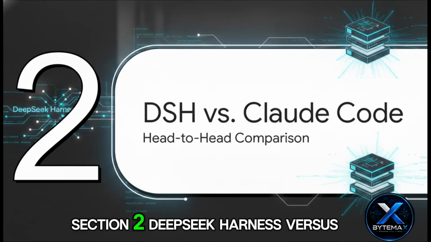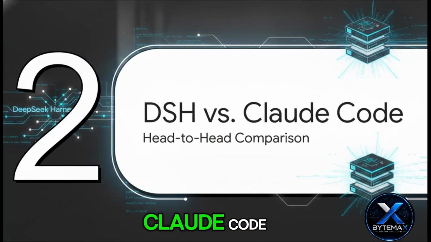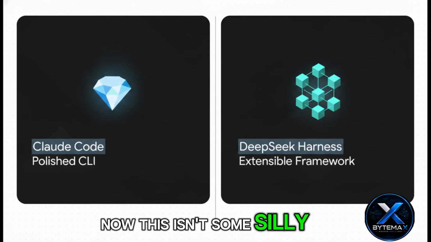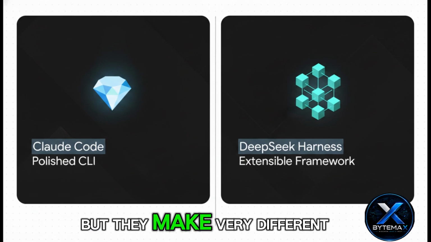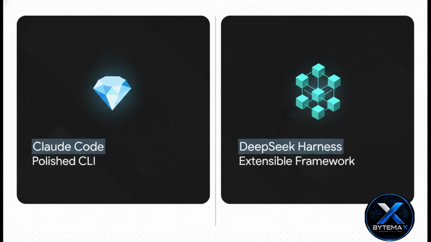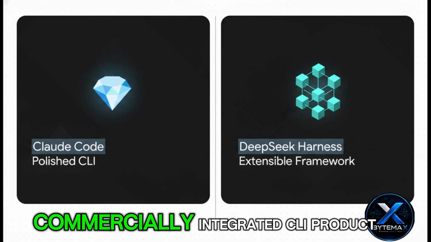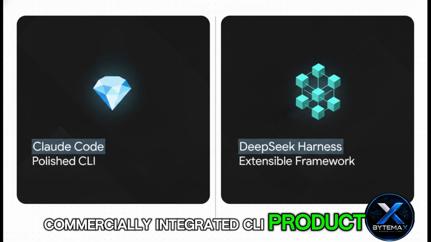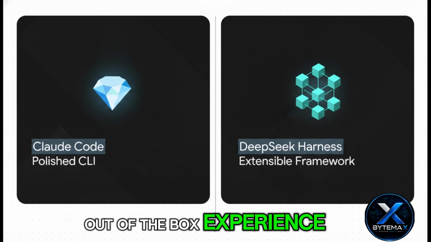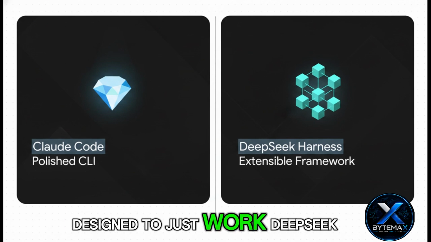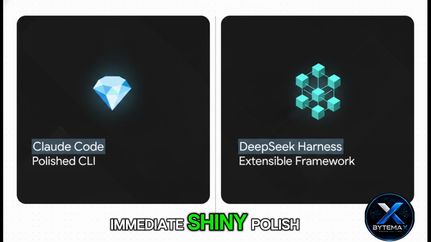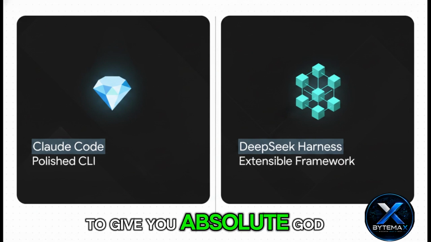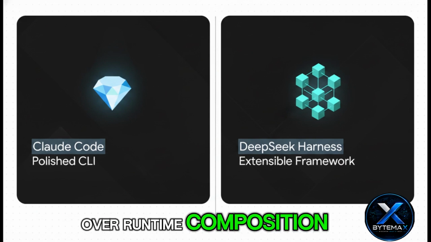Section 2. DeepSeek Harness versus Claude Code. Now, this isn't some silly fanboy battle. Both of these are incredible pieces of engineering, but they make very different architectural trade-offs. Claude Code is a highly polished, commercially integrated CLI product. It gives you an amazing out-of-the-box experience designed to just work. DeepSeek Harness, though, is a plug-in native developer's toolkit. It sacrifices a bit of that immediate, shiny polish to give you absolute, God-tier control over runtime composition.